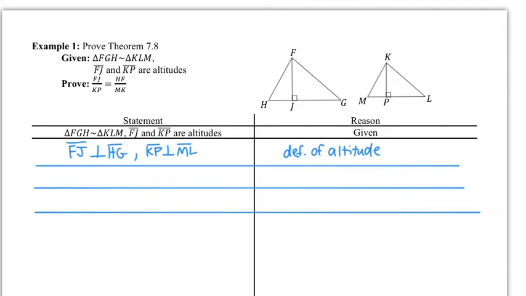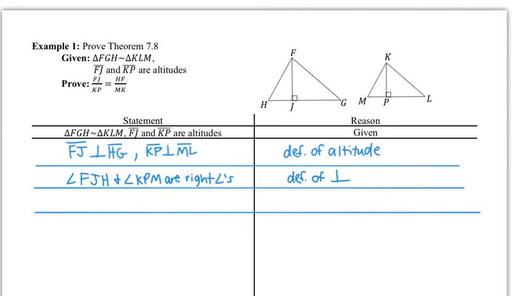So now the reason we stated that they were perpendicular is so that we can say that these are right angles. But I'm actually going to say this one's the right angle because I'm going to focus on this angle right here on this side. So we're going to say angle FJH is a right angle, and angle KPM are right angles. And we can say definition of perpendicular, or you can say right angles theorem, because we know that if two lines are perpendicular, that forms four right angles there.